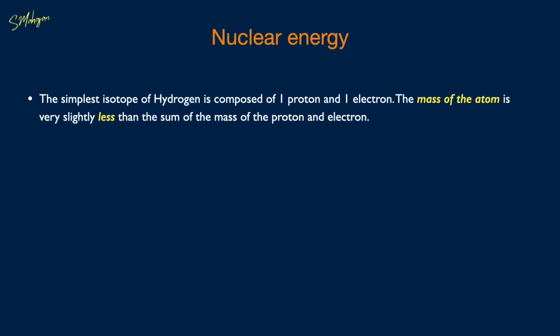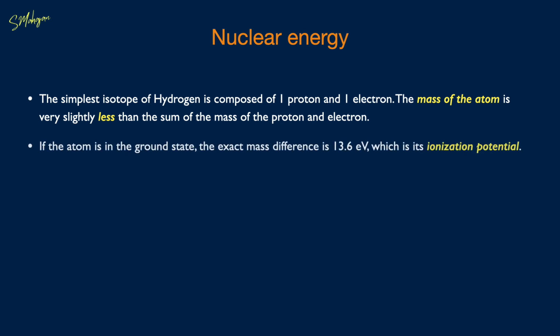The simplest isotope of hydrogen is composed of 1 proton and 1 electron. The mass of the atom is very slightly less than the sum of the mass of the proton and electron. So if the atom is in the ground state, the exact mass difference in case of a hydrogen atom is 13.6 electron volts. This is its ionization potential.